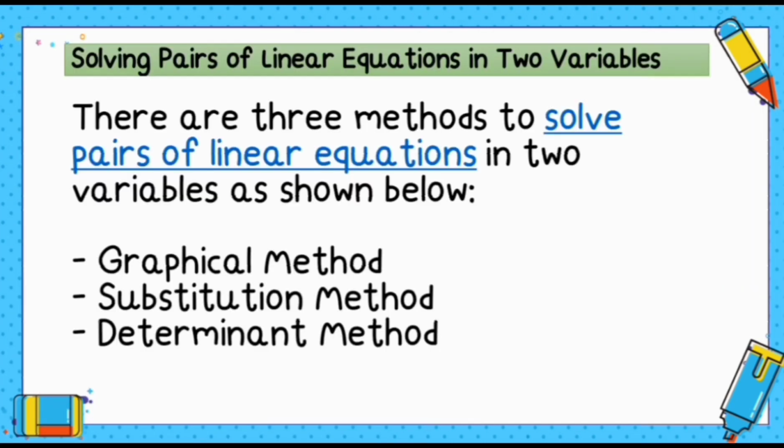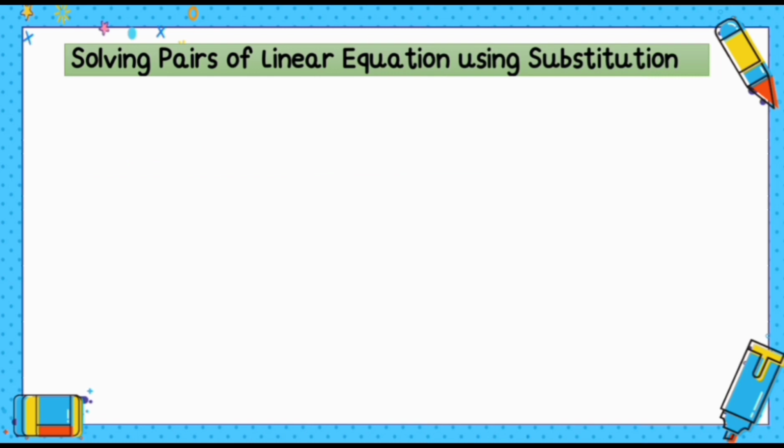There are three methods to solve pairs of linear equations in two variables, as shown below: graphical method, substitution method, and determinant method. Solving pairs of linear equations using the substitution method.